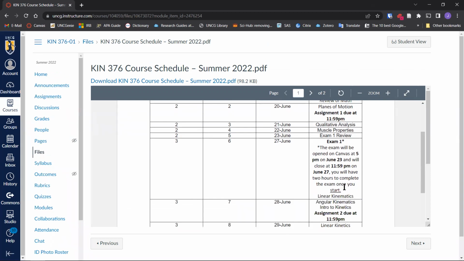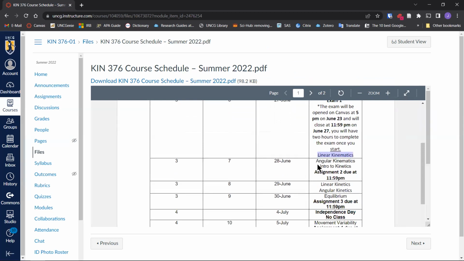The first exam is going to be opened up on Canvas on June 23rd, but it'll close at 11:59 on June 27th. So during that almost 4 day period, you'll have to schedule 2 hours for yourself to take this exam. Because this is abbreviated, we'll also have a lecture around this time. It's available now, but I would suggest watching this lecture as well. These are just suggestions. Anything that's not bolded is a suggestion to help you stay on track.